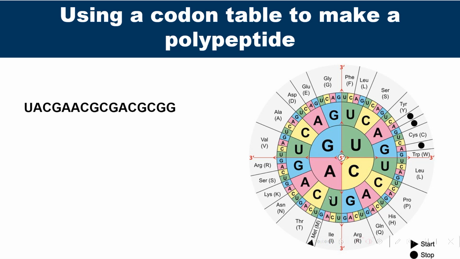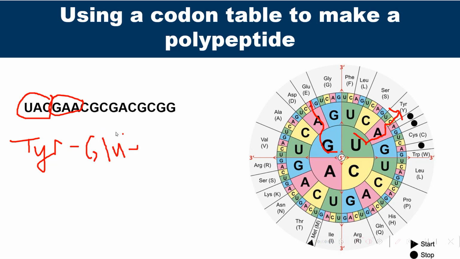The other version of these that you might see are the circle charts. For these, you start inside and you work your way out. So in this instance, if I start with UAC, I go in the center, so I'm at U. I trace my way to A, and I trace my way to C, and that is again going to get me to a tyrosine. And if I do the next one, GAA, I'm going to start in the G quadrant, go over to the A, and that's going to give me a glutamine.